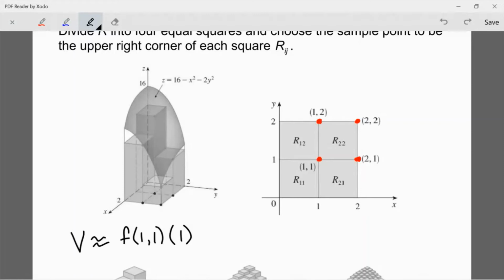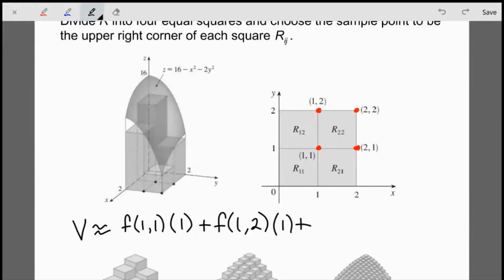Then I'm just going to go to the next one. I'm going to go and look at my function at the point 1, 2. So I'm essentially looking at that region right now. Okay, so when I do that, again, I'm going to evaluate the function at that point, which means I'm going to plug into 16 minus x squared minus 2y squared, and then I'm going to multiply by the area of this region, which again, it's a square, that's 1 by 1. Okay, so then let's move on to the second piece here. We've got the function evaluated at 2, 1, and area of that square is going to be 1.